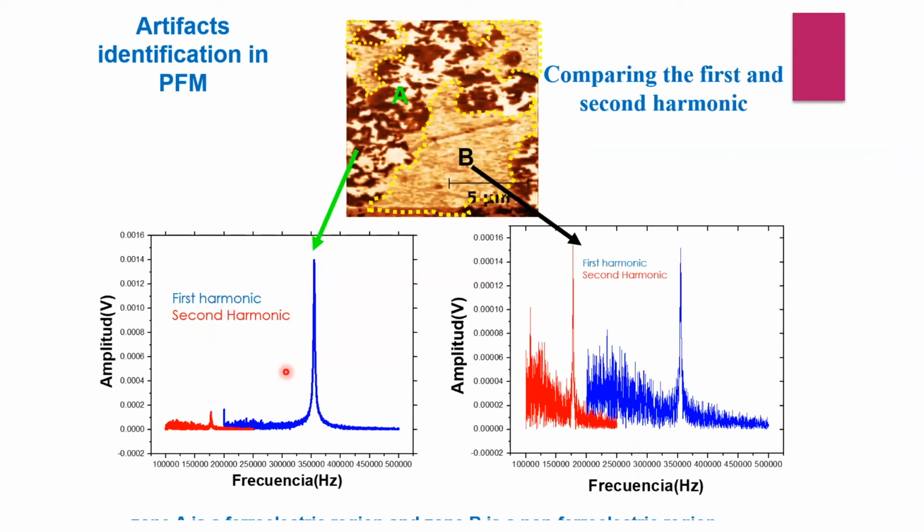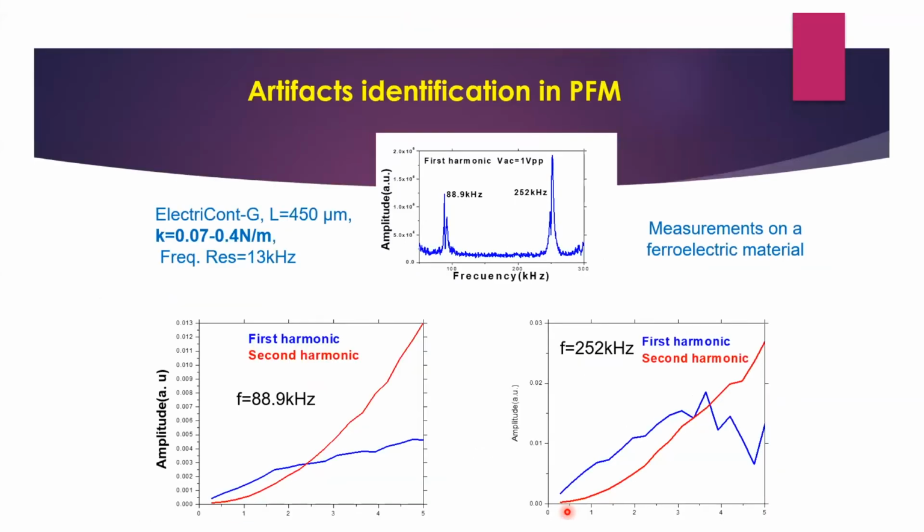And we use the amplitude criteria, and we can see that in the ferroelectric part, the first harmonic is higher than the second harmonic, and in region B, we can see that the signals are similar. For this reason, region A is ferroelectric and region B is a non-ferroelectric region.